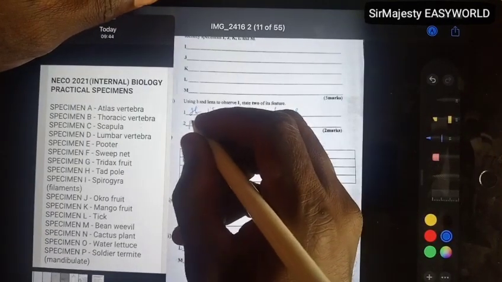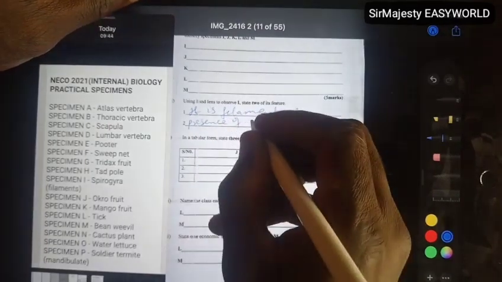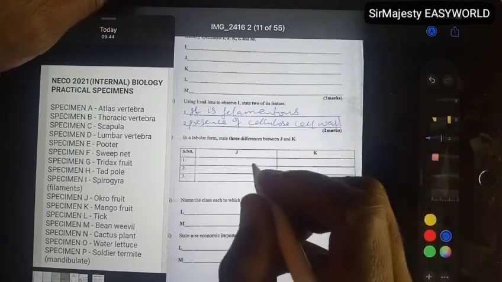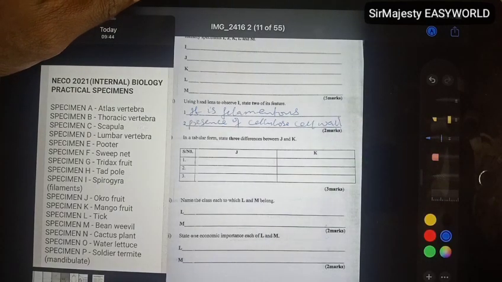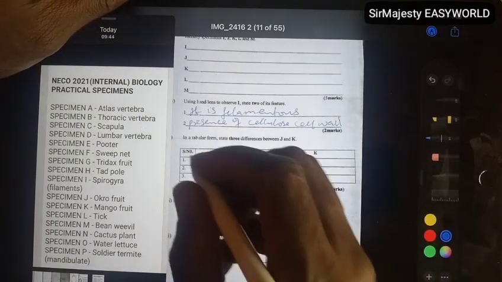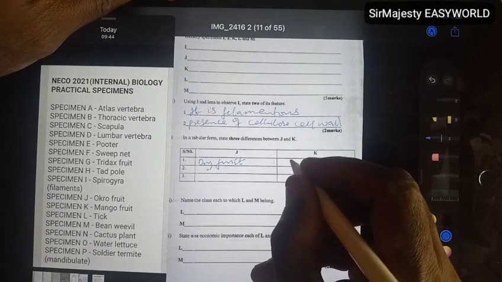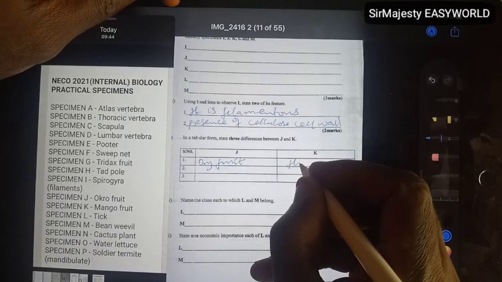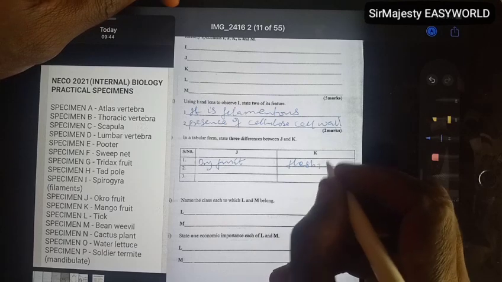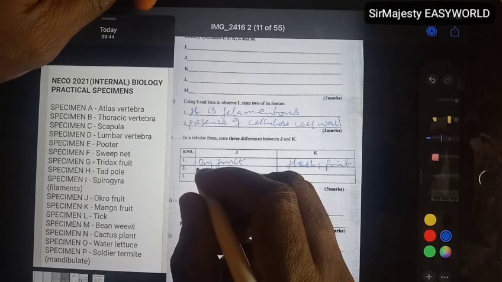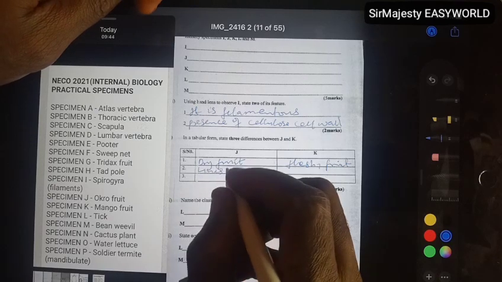Of a cellulose cell wall. That's why it's greenish. Then here it says in a tabular form state 3 differences between J and K. That is differences between okra and mango. J first is a dry fruit. This one is a fleshy fruit, or succulent fruit. Then many lines of split present.